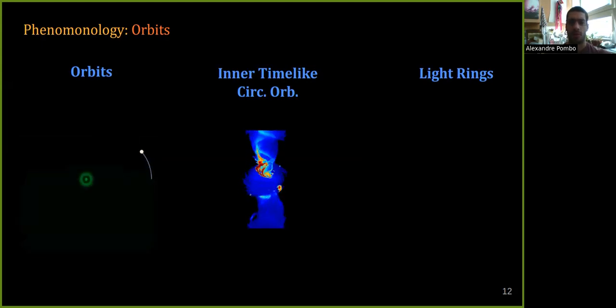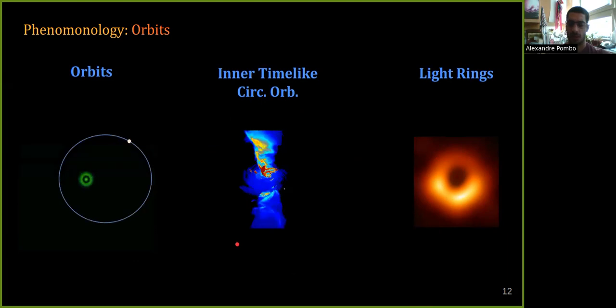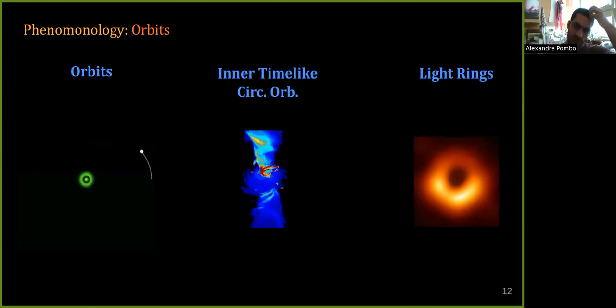We have also computed the inner time-like circular orbits, which give the inner edge of the accretion disk, and also the light rings. And we observe that for the case of the light rings, no stable solution exists, but for inner time-like circular orbits, solutions do exist. And this can be compared with some of our previous works.